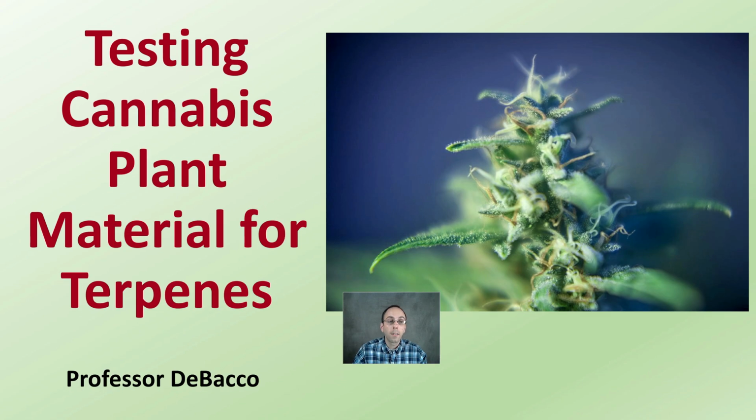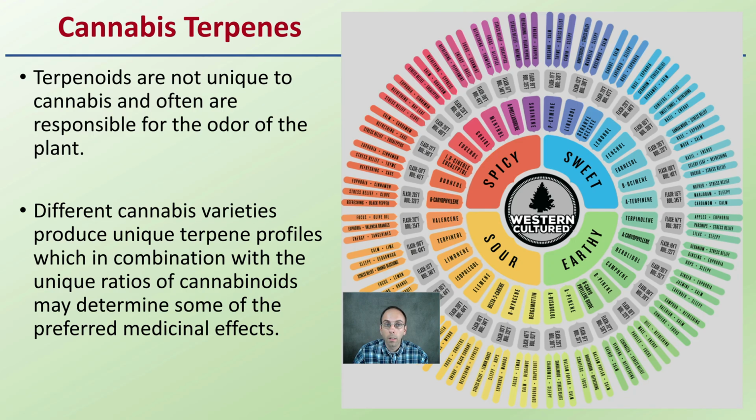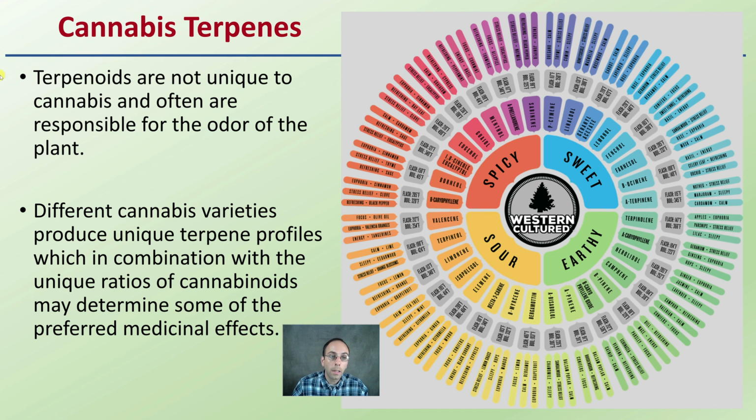All right, let's get into testing cannabis plant material for terpenes. First off, looking at the terpenes in general, they're not unique to cannabis and are often responsible for the odor of the plant. You can see sweet smelling, sour smelling, earthy or spicy. You can see some of the terpenes listed here on this displayed wheel. Different cannabis varieties produce unique terpene profiles, which in combination with the unique ratios of cannabinoids may determine some of the preferred medical benefits by certain end users.